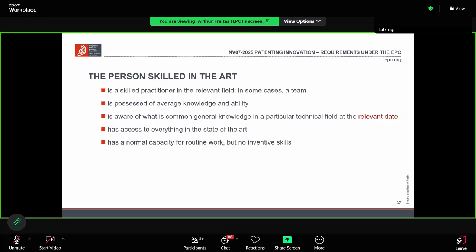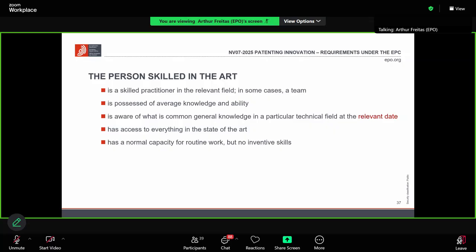But imagine I'm examining a patent application that was filed 5 years ago. The common general knowledge is not the common general knowledge of today, it is the common general knowledge of 5 years ago. The relevant date here, for this presentation, is the date of filing. Could be the priority date. And the skilled person has access to everything in the state of the art and in any language. So the skilled person would have access to patent applications filed in Japan, in Japanese.